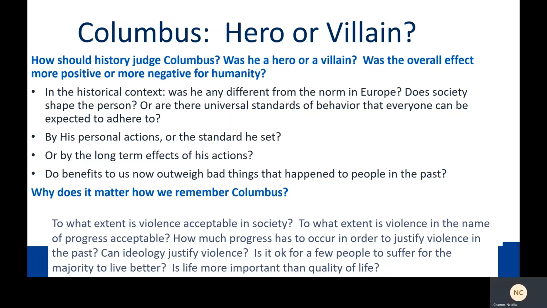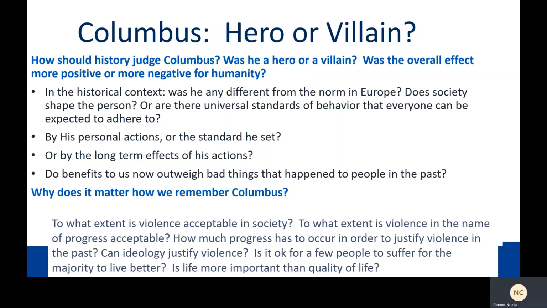Keeping him in historical context, was he any different from the norm in Europe? Does society shape a person, or are there universal standards of behavior that everyone can be expected to adhere to? In other words, was he a product of the society that he grew up in, or was he just a bad person? Do we judge him by his personal actions, like things he himself did directly, or by the standards he set that other people followed? Or by the long-term effects of his actions?